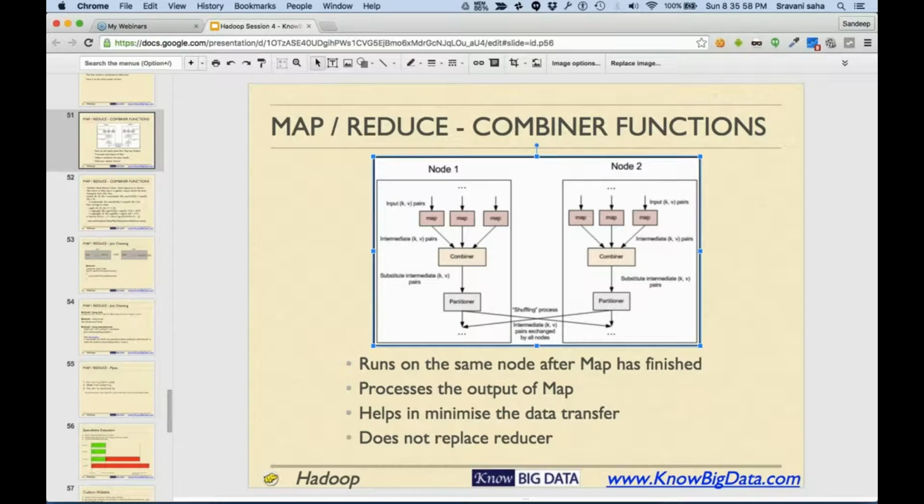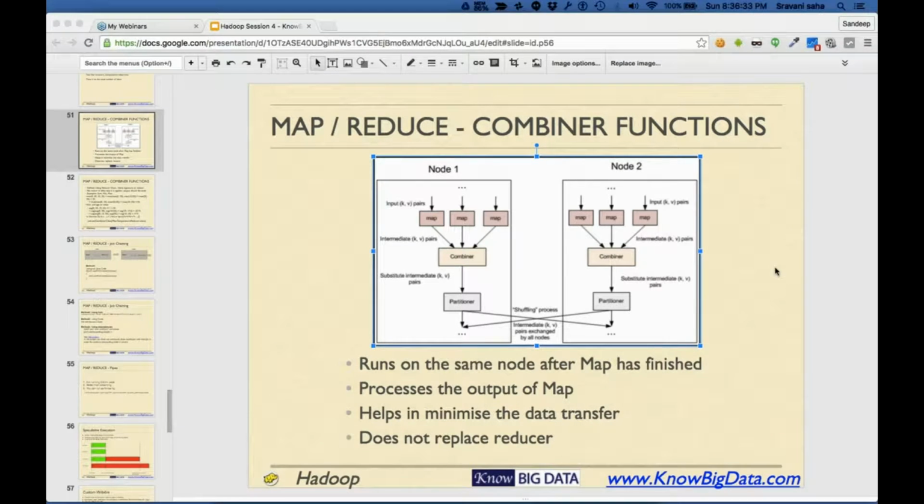Okay, so here we go. A combiner is like a reducer which runs on the same node on which the mapper is running. So instead of the whole work being done by the reducer later on, we get some of the work done on every individual node.